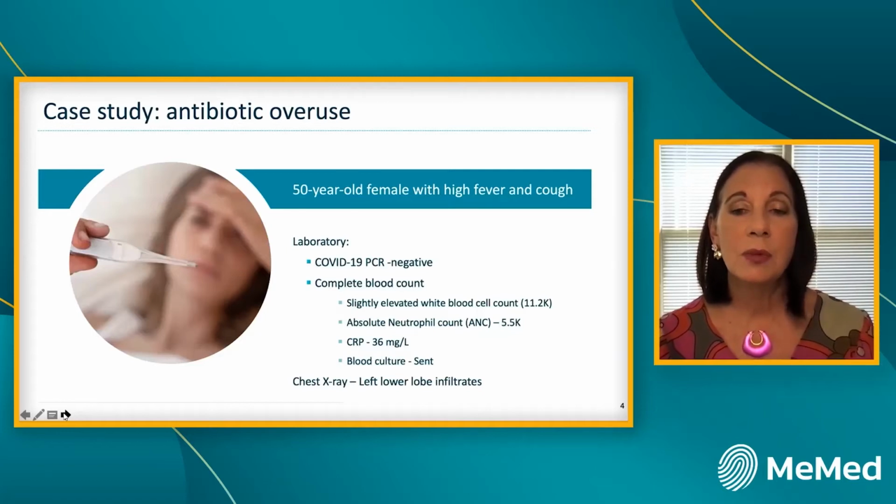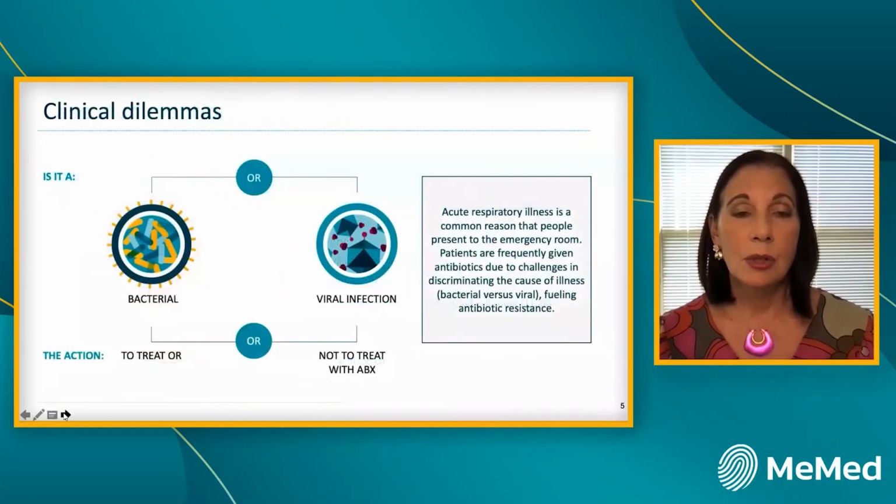She has an elevated white blood cell count, CRP of 36. Blood cultures have been sent. Chest x-ray done in the ER shows a left lower lobe infiltrate. So our colleagues in the ED have a dilemma. Is this a bacterial or a viral infection?